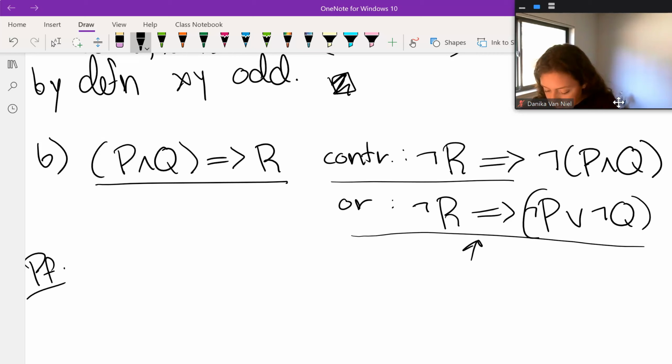All right, proof. Assume x times y is not odd, so x times y is even.